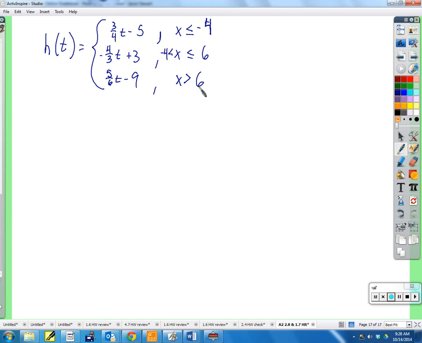See what's going on here and remind you of what we just talked about. See how we have a function to use when x is less than or equal to negative 4. We have a function to use when x is greater than negative 4. So once we get past negative 4, we're going to jump over to this function, or less than or equal to 6. And once we get past positive 6, when x is bigger than 6, we'll use this third function.